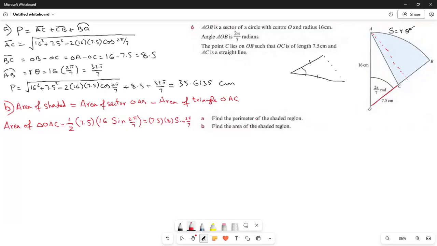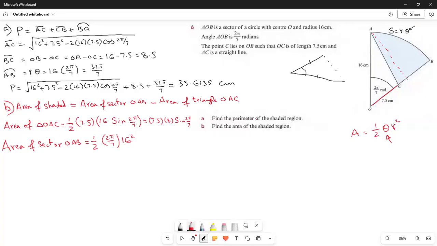Okay. Now, how do I find the area of the sector? Area of sector OAB. Okay. How do I find the area of a sector? It is half theta r square. Remember, area of a sector, it is half theta into r square. Okay. And theta is again in radian. This is important that this theta is in radians. Okay. So I will do half and the angle is 2 pi by 7 and r square is 16 square.